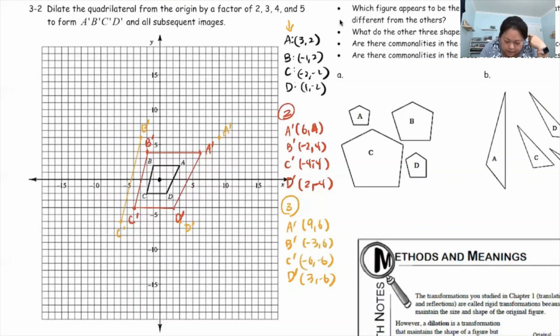Okay, connect my dots, A prime, B prime, C prime, D prime, and so on and so forth. Oopsie. Okay, you could probably guess what's going to happen next with a scale factor of 4 and 5. So I'm going to speed up just a little bit to let you see what's going to happen there without wasting too much of your time. Okay.